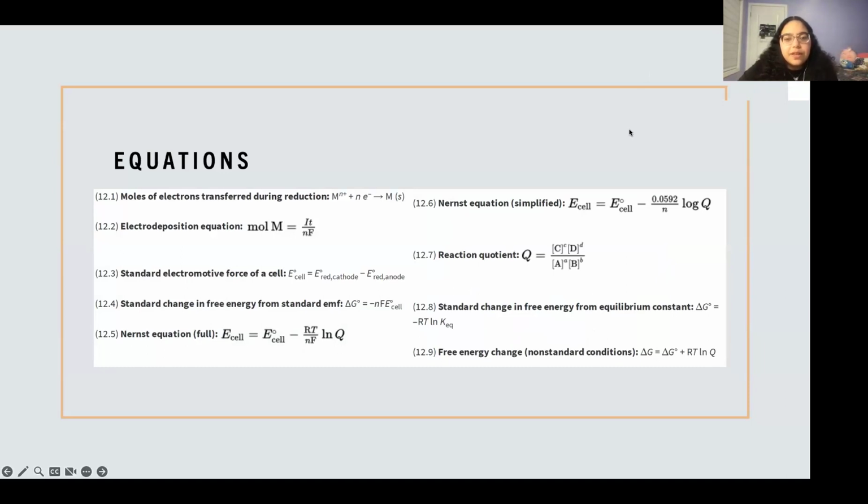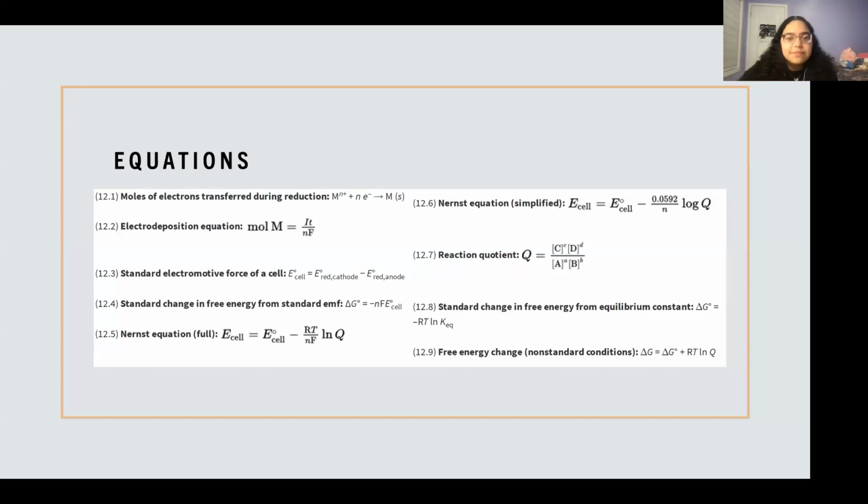So M is the amount of metal ion being deposited, I is your current, T is time, N is the number of electron equivalents for that ion, and F is a constant, the Faraday constant. So that's for electrolysis. You can see how much of something's being deposited.